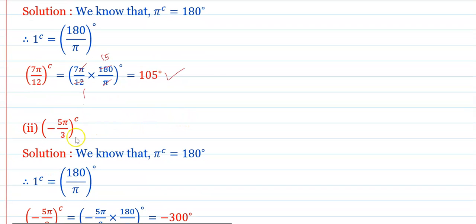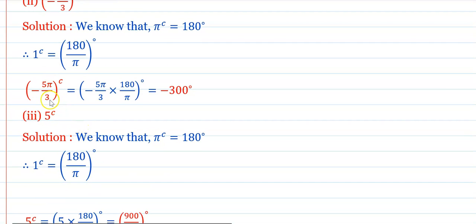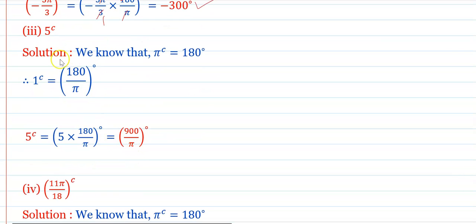Okay. Next, minus 5 pi by 3 radian. Again minus 5 pi by 3 into 180 upon pi. Again here pi pi will cancel, 3 ones are, and here you will get the 60. 60 into 5 you will get minus 300. Okay, in this way you can do the conversion. 5 radian again 180 upon pi. 5 into 180 you will get 900 upon pi, and this is the degree.